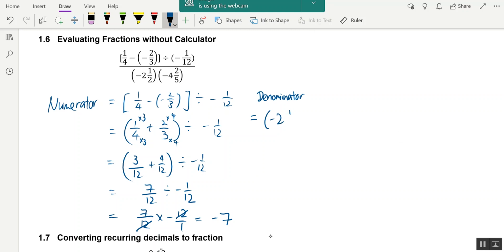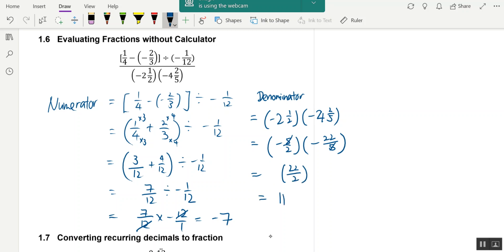Negative 2.5 multiplied by negative 4 and 2 over 5. Make it into an improper fraction. Negative 5 over 2 multiplied by negative 22 over 5. Okay, cancel, cancel. Negative multiplied by negative is positive. I will have 22 over 2, which is equal to 11.